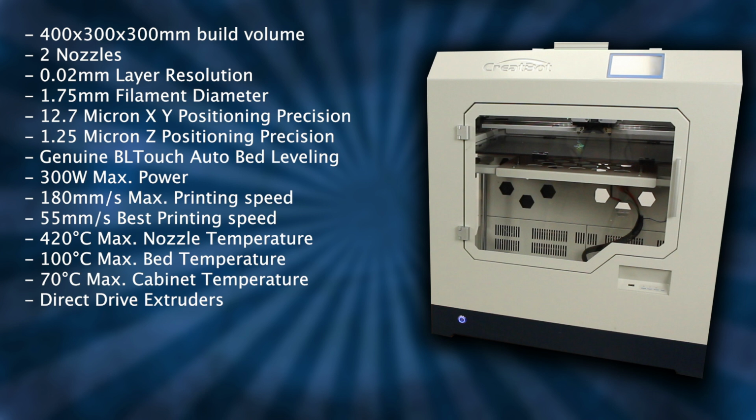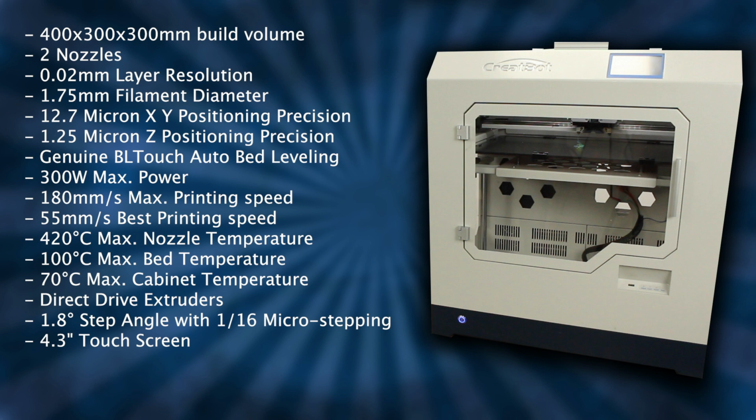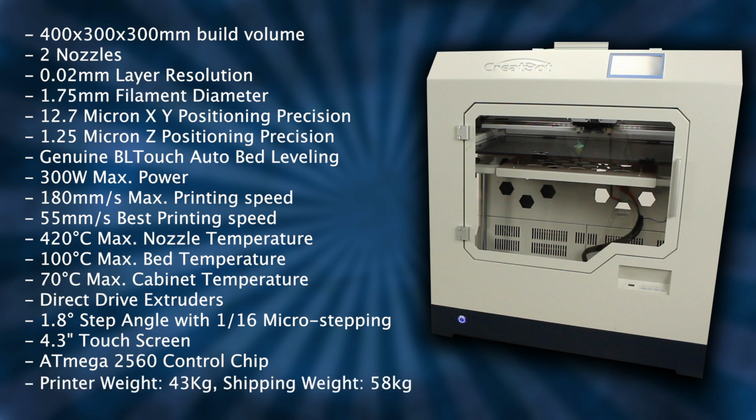There are two extruders, one for each of the nozzles, obviously. They're both direct drive, even though they use a Bowden tube to feed the filament to them. And the stepper motors for those are both 1.8 degree stepper motors, and all their stepper motors are using 16 microsteps. The screen on the front is a 4.3 inch touchscreen, and it's using an ATmega 2560, so a standard kind of Arduino board to control the motion systems. It's a very heavy item, as I mentioned early on. The printer itself is 43 kilograms with a full shipping weight in the crate of 58 kilograms.